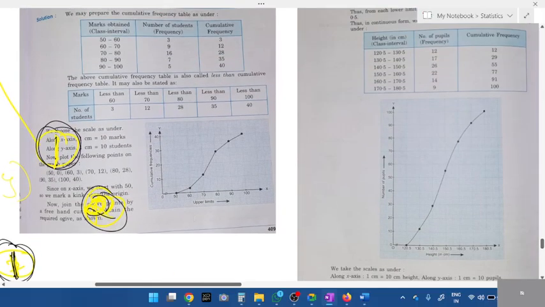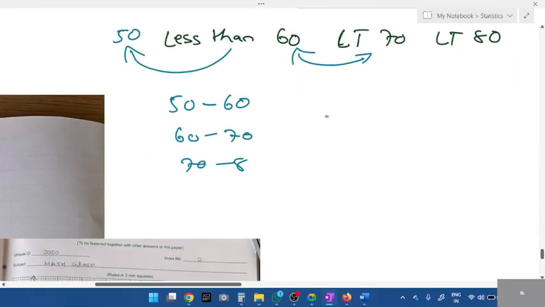Can you see here what they've written? They've taken from 50, right? 409, 50, 60, 70 students. Don't take 0 to 60. This is wrong. The class intervals will not be correct. 0 to 60 is wrong.